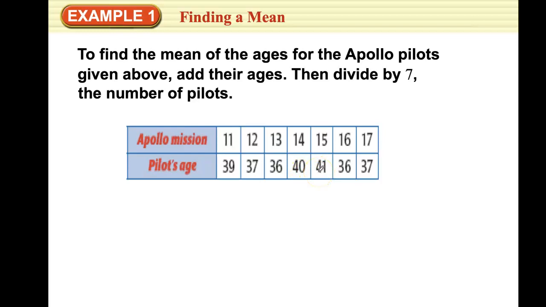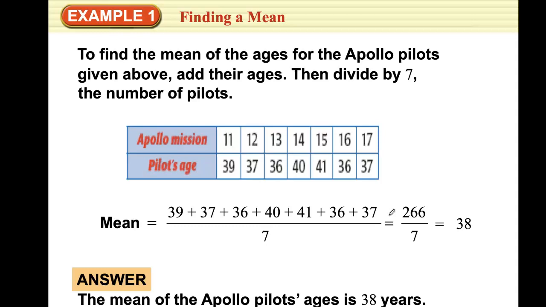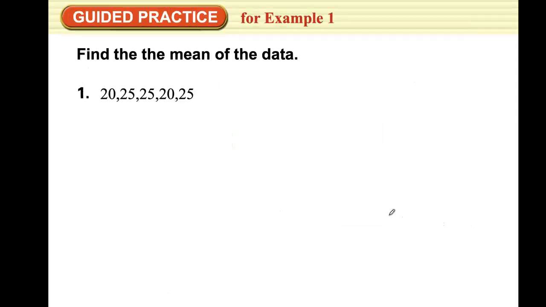Okay, so if you wanted to find the average pilot's age of Apollo missions, you would add them all up. So I'd take the 39 plus the 37 plus the 36 plus the 40 plus the 41 plus the 36 plus the 37, and then you're going to divide it by 7. You see that kind of looks like a fraction, right? But remember, this means division, okay? If you divide it by 7, put that in your calculator, you will get 38. So the mean of the Apollo pilots' ages is 38.